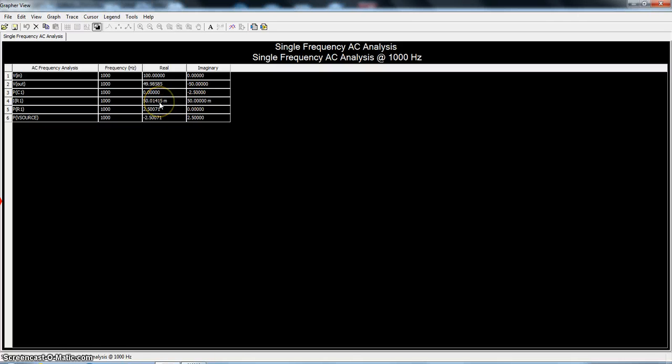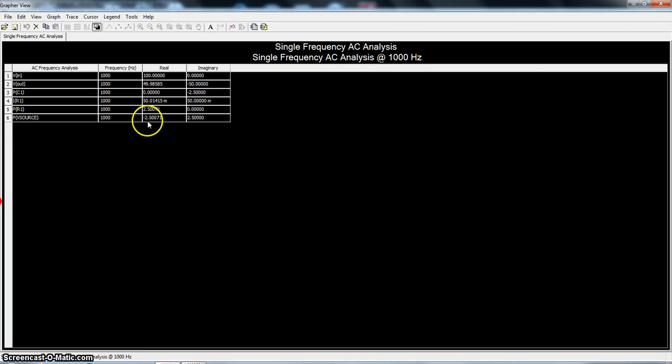For the current around the loop, we have, again, 50 plus J50 if we express it in rectangular form. For the power in the resistance, we have 2.5 plus J0. Of course, there is no imaginary reactive volt amperes. With the resistance, we have 2.5 watts of real power.